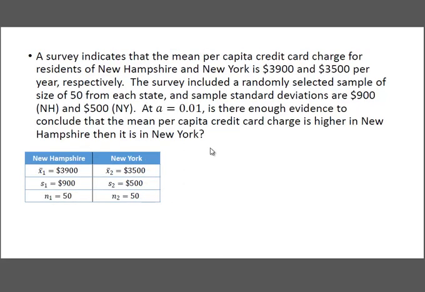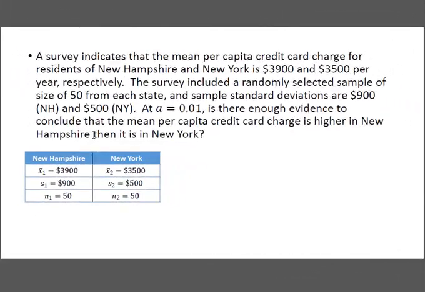So here we go. A survey indicates that the mean per capita credit card charge for residents of New Hampshire and New York is $3,900 and $3,500 per year, respectively. The survey includes a randomly selected sample of 50 from each state, sample standard deviation of $900 from New Hampshire, $500 from New York, and a level of significance of 0.01. Is there enough evidence to conclude that the mean per capita credit card charge is higher in New Hampshire?